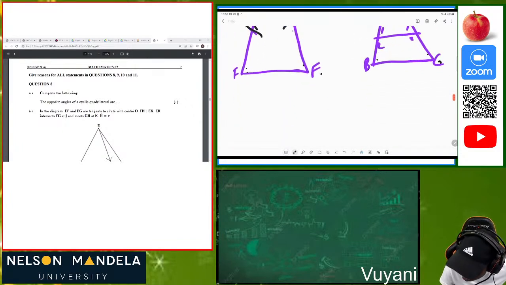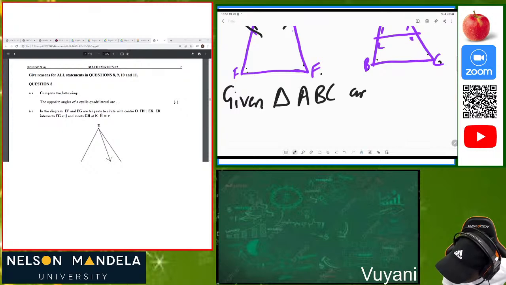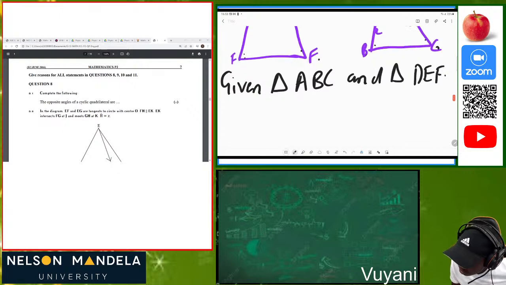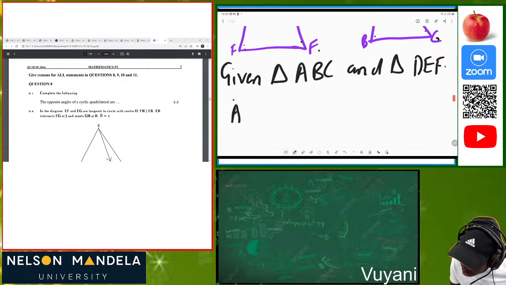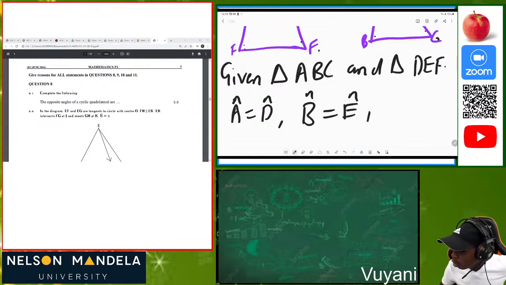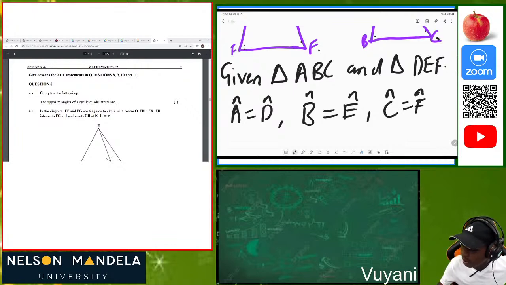So now we are trying to say that given triangle ABC and triangle DEF, what do we realize when we are talking about similar triangles? We are saying that if angle A is equal to angle D, angle B is equal to angle E, and angle C is equal to angle F. Do you see that?